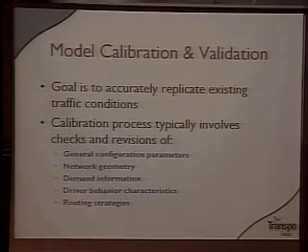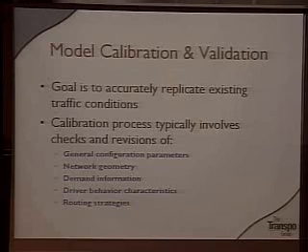Once we have these two basic sets of information, the network supply side and the demand side, then we're ready to actually load the network and see how it performs in comparison with actual traffic conditions. And this step is called calibration, and basically the goal is to adjust the model so that it most accurately replicates existing traffic conditions. And typically this process involves checks and revisions in a number of parameters that I've listed in there.